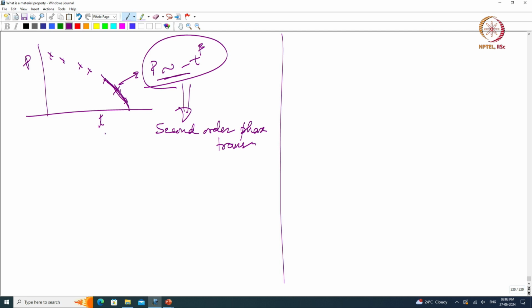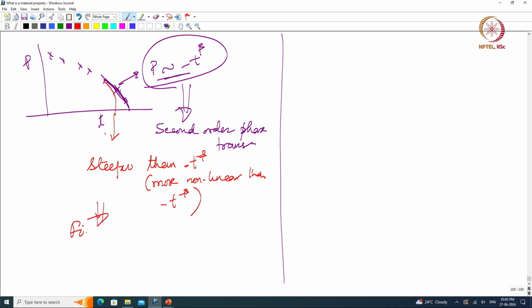But if I cannot fit P to T power minus beta, if it goes faster than T power minus beta, if it goes more steeper than T power minus beta, something like this. So, this is steeper than T power minus beta, it is more nonlinear, then I call it a first order phase transition. Then I say experimentally there is a discontinuity there. Okay, experimental discontinuity.